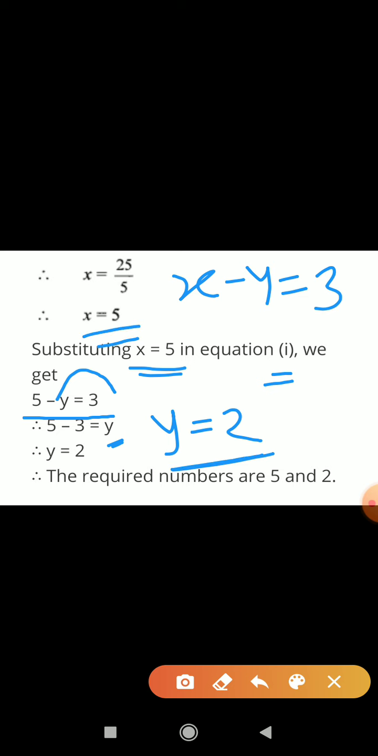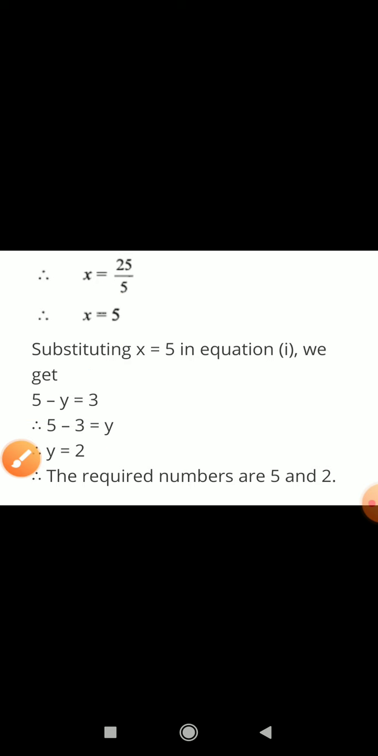And we know, we considered the numbers as x and y. So x is the greater number and y is the smaller number. So thus we get two numbers, the greater number and the smaller number. So the required numbers are 5 and 2. So this is the answer of our question. Okay, so thus we complete the first question.